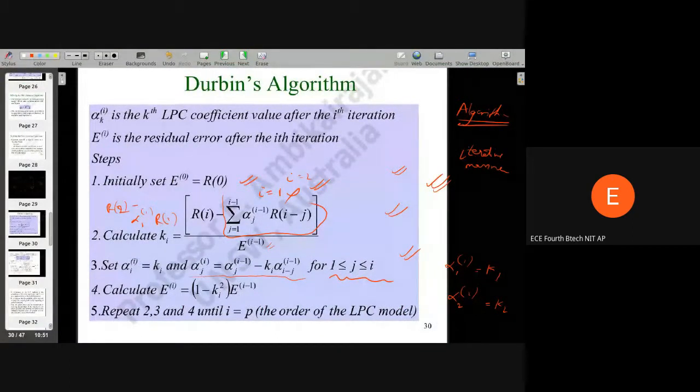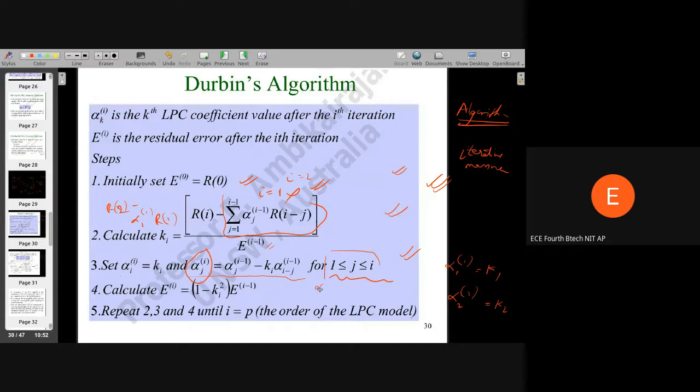Yes, sir. Okay. So the Durbin's algorithm, I was going through an example. So now k equal to 2. Oh, sorry, yes, i equal to 2. So alpha 2 2 equal to k2. And then here, now you will see alpha 1 you can even put. Yeah, alpha 1 for the second iteration equal to alpha 1.